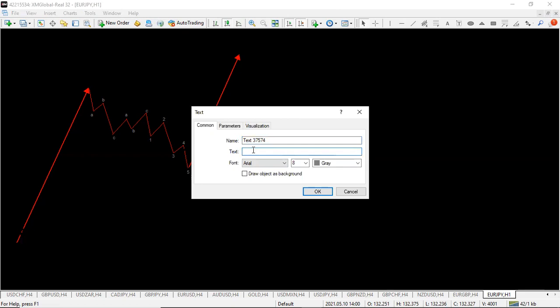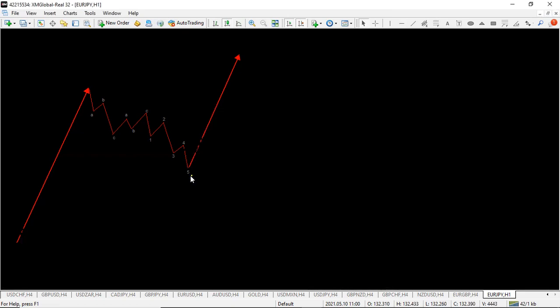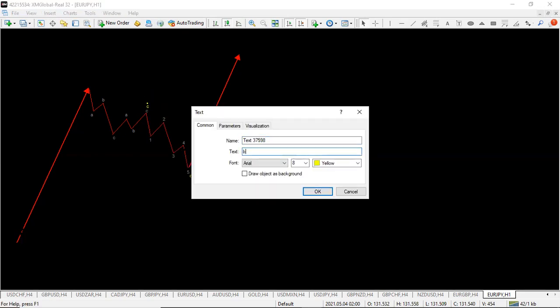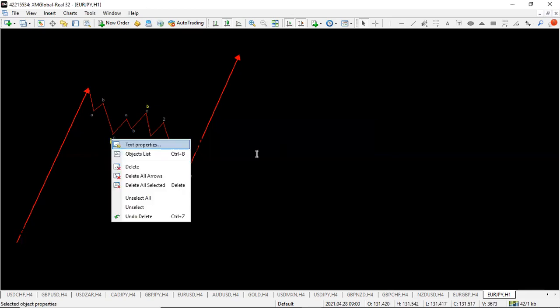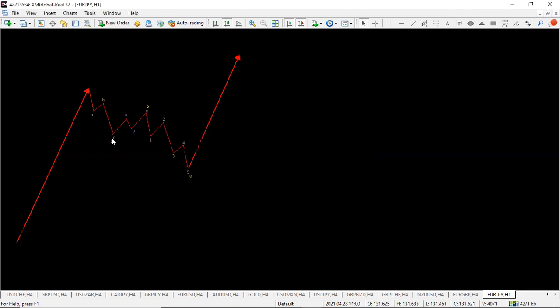So by doing so, now let's assume this one is, that's our C. Then that's our B. That's our C. That's our A, sorry, man. That's our A. Okay, so this is how a regular flat is formed.